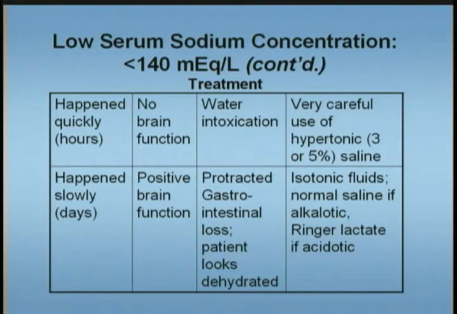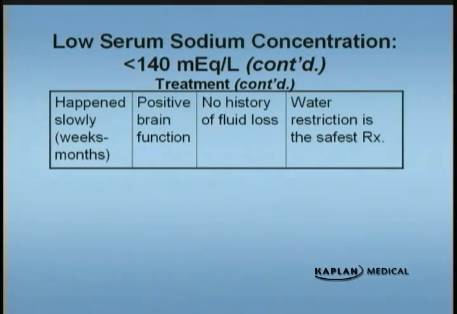But if it happens slowly over days, the brain is functioning. Then if you have protracted gastrointestinal loss and the patient looks dehydrated, you use isotonic fluids like normal saline if the patient is alkalotic, or Ringer's lactate if the patient is acidotic. But on the other hand, if it happened very slowly over weeks or months, the brain is functioning fine, there is no history of fluid loss, and you realize this is very slow water retention. The example we had used was a lady with a breast cancer. Then you realize that your best therapy would be water restriction, the safest way to proceed.